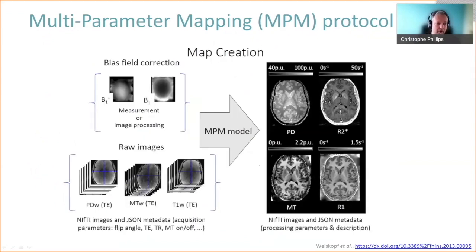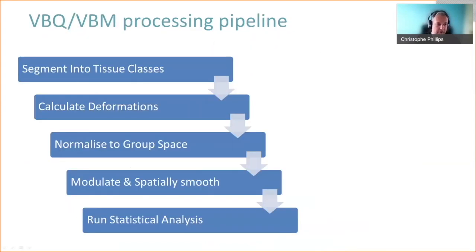In practice, this boils down to acquiring sets of classical images with different weighting, but also acquired at different flip angles and echo times and MT saturations, along with some bias field maps in order to correct for the inhomogeneities in the images. The end results being quantitative maps of these parameters of interest at each and every voxel in the brain. And those images, of course, need to go through a series of processing steps.